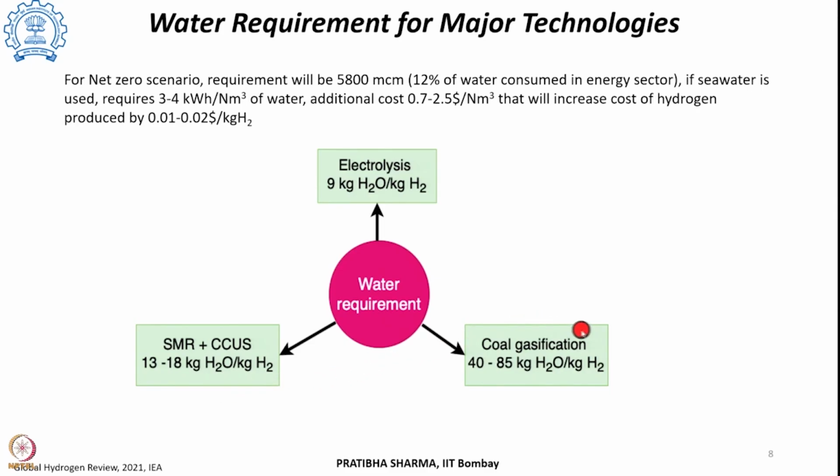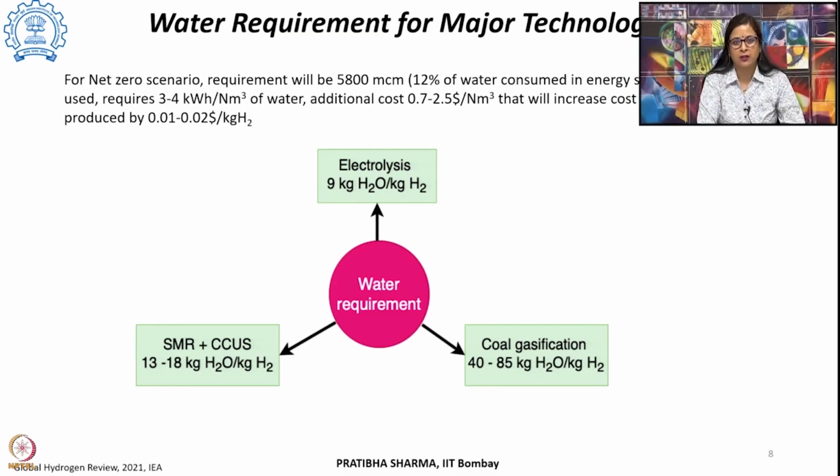In coal gasification, depending upon the mining method, it varies from 40 to 85 kg of steam requirement per kg of hydrogen. However, this requirement will be in net zero scenario of 5800 million cubic meters of water, which is 12% of the water being consumed in the energy sector. It is also possible to use sea water, because most of the places which are water deficient may not be able to supply or meet this much requirement of water.